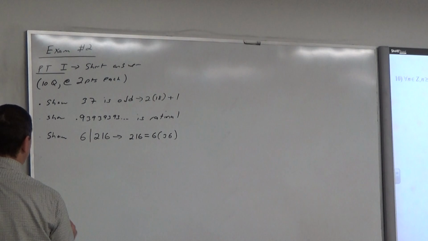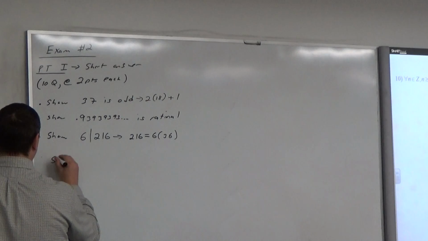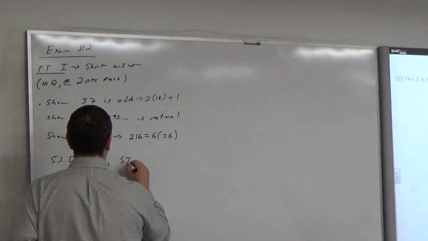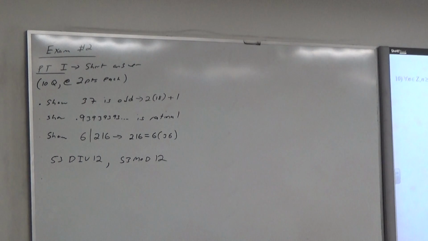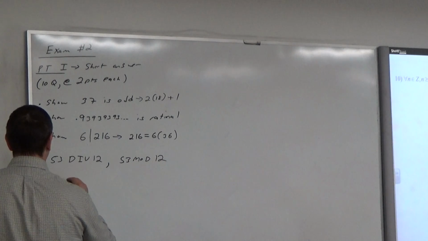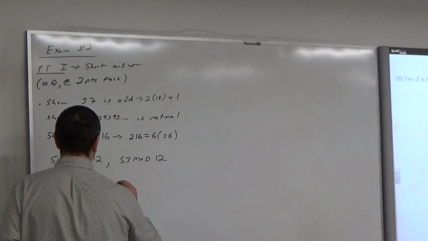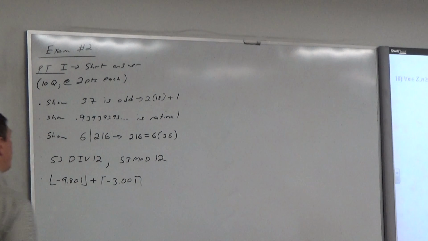I'm trying to think of some of the other stuff. Like if I ask you guys to evaluate a div and mod, like if I had something like 53 div 12 and 53 mod 12, make sure you guys can evaluate those. If I have a floor and a ceiling, make sure you can evaluate that. So let's say I have floor of negative 9.801 plus ceiling of negative 3.001. Make sure you can evaluate something like that, your floor and ceiling functions. Those should be pretty easy for you guys.